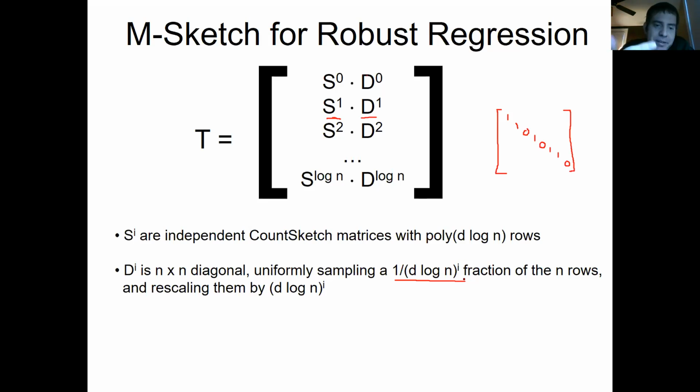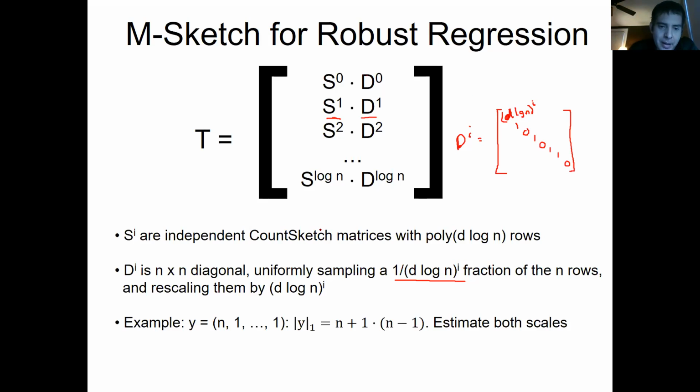You also have to rescale everything by d log n to the i. So if this is Di, you could equivalently think of it as these ones being d log n to the i. This is just to preserve expectations. Let me give you an example in a moment.